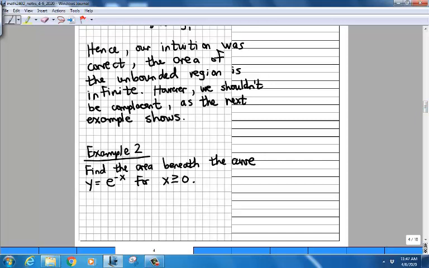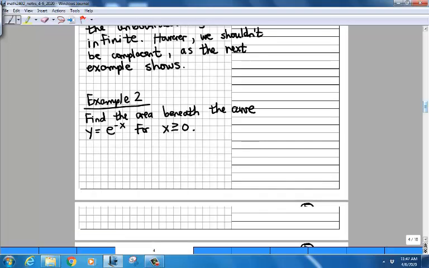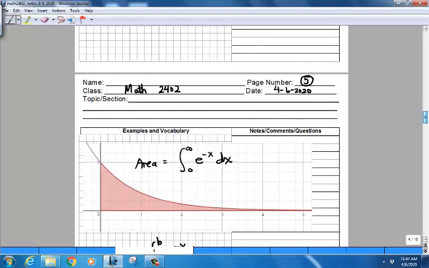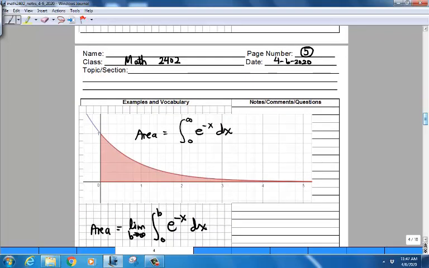So now we want to find the area beneath this curve, e to the minus x, for x bigger than or equal to 0, but notice no upper bound on x. Just x bigger than or equal to 0. So this area also is going to be unbounded. Let me show you a picture of this area. It kind of looks like the area below 1 over x.